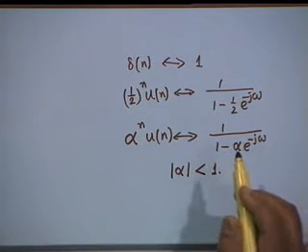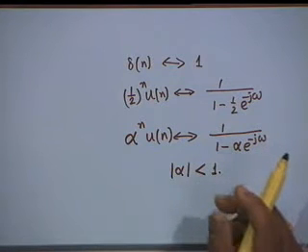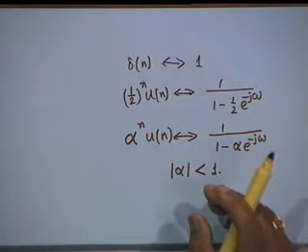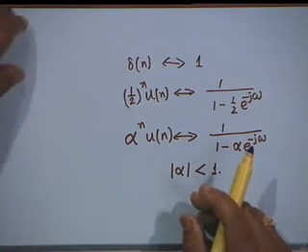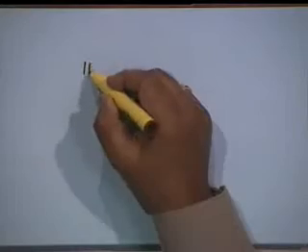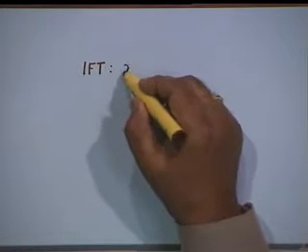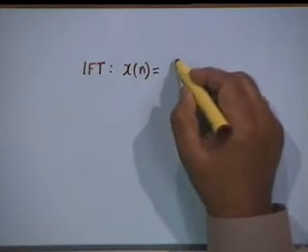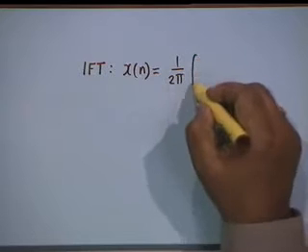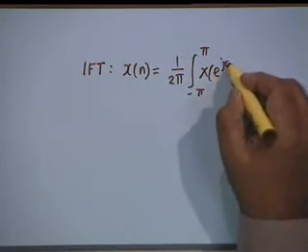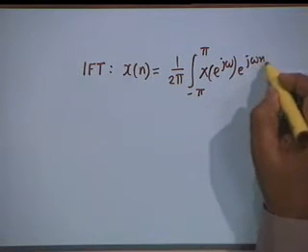The Fourier transform summation must converge in order that the Fourier transform exists. We shall come back to this a little later, but we concluded the previous lecture, 7th lecture, by finding out IFT, inverse Fourier transform, and we said that this is 1 by 2 pi integral minus pi to pi capital X of e to the j omega e to the j omega n d omega.